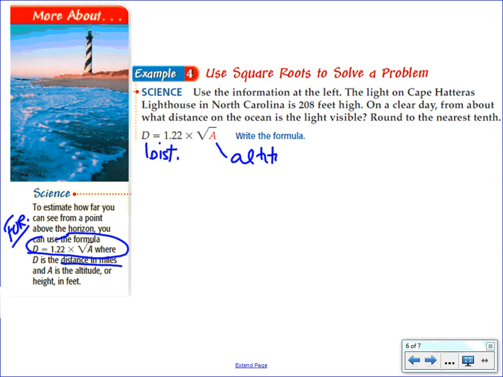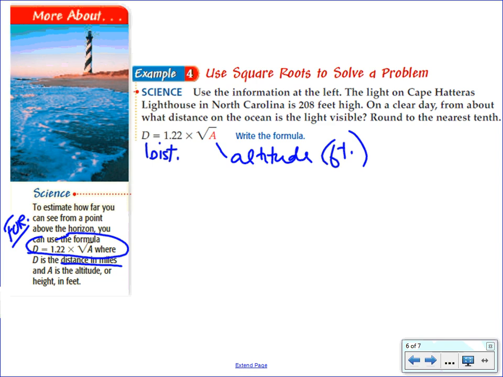You know what altitude is? It's the height of something. A is the altitude and height, which is in feet, okay? So first step, let's read our problem. The light on Cape Hatteras Lighthouse in North Carolina is 208 feet high. On a clear day, from about what distance on the ocean is the light visible? On a clear day, how far out are you when you can see this light on Cape Hatteras? Have any of you been to the Cape Hatteras to see this famous lighthouse? And then they want us to round it to the nearest tenth.